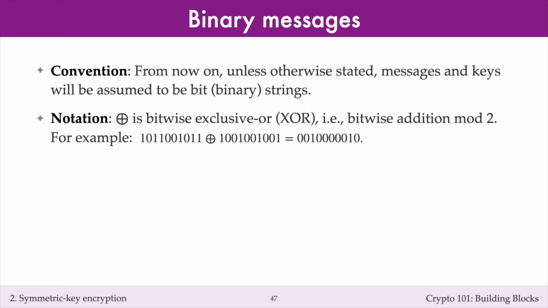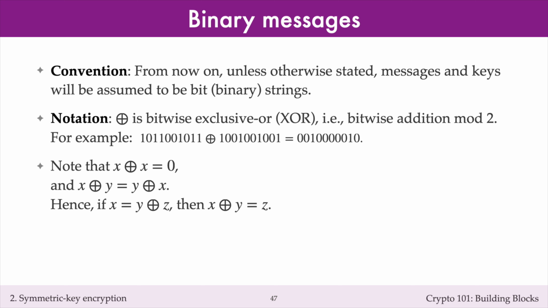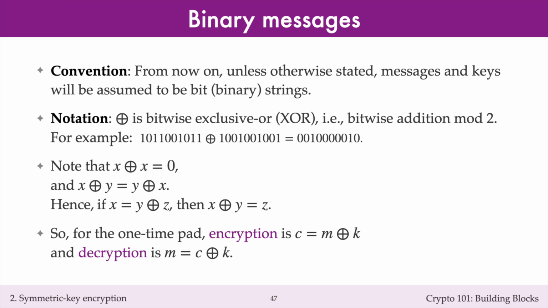For example, you can check that the XOR of these two binary strings gives you this binary string. You can also check that the binary string X plus itself equals 0. And this is because 0 plus 0 equals 0, and 1 plus 1 equals 0. Also, the XOR operation is commutative. And so, you can manipulate equations like this one that involve XOR just by treating X, Y, and Z as binary vectors. With our convention, we can express encryption for the one-time pad as simply C equals M plus K, whereas decryption is M equals C plus K.